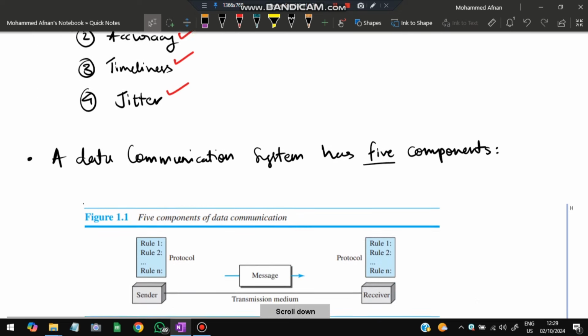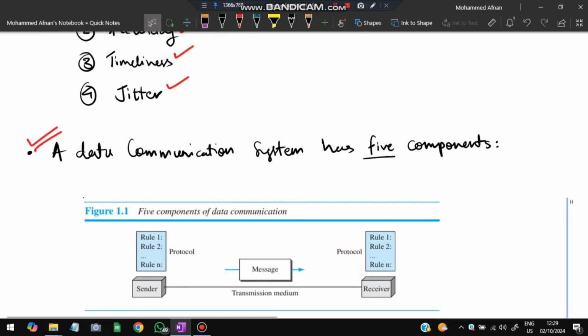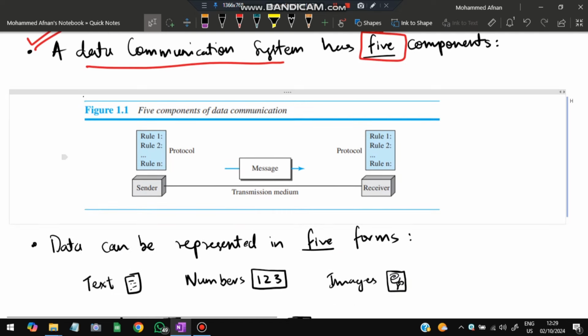Apart from that, we have the next important question, which is the data communication system. Our data communication system has 5 components. Which are those 5 components? That is an important question. So you have to make this diagram here. As you can see, the 5 components are: first, let's start from the message itself. What is a message? It is the information or the data which is to be communicated. Some of the forms include text, numbers, pictures, audio, and video, right?